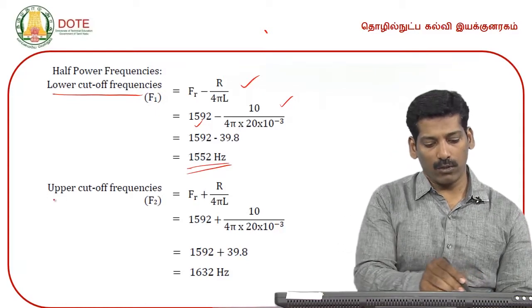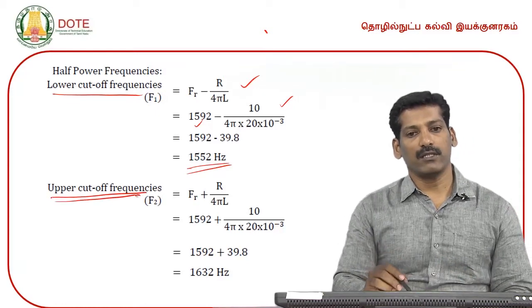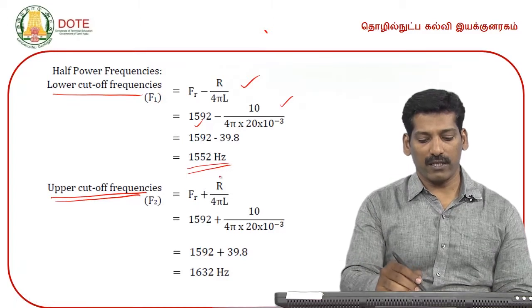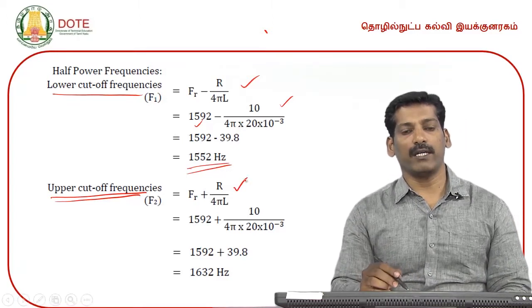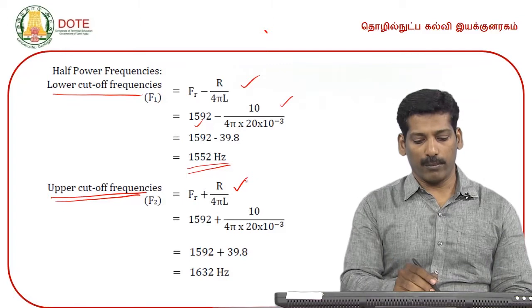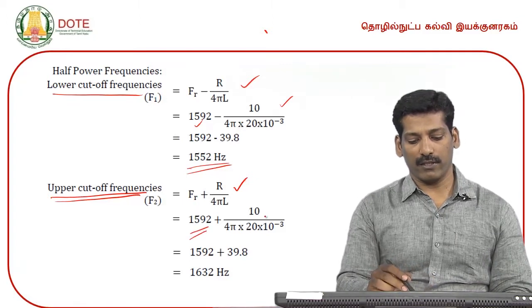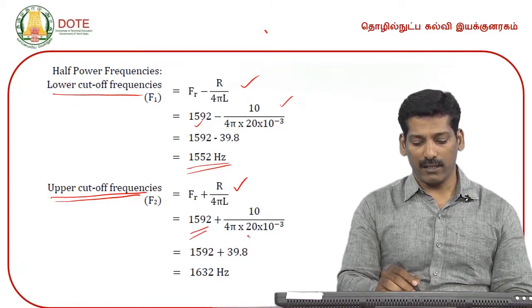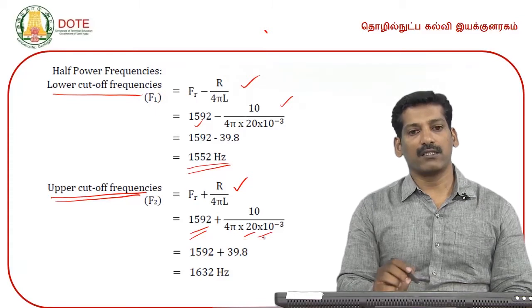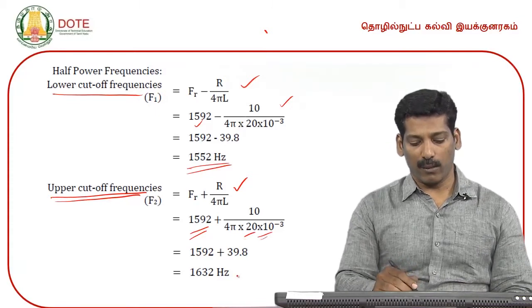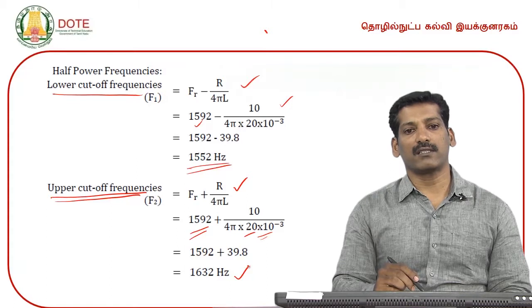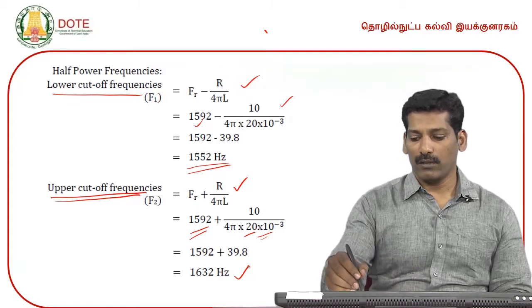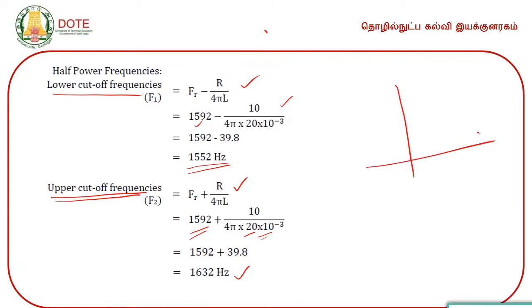Then how to find out the upper cutoff frequency? So, upper cutoff frequency is Fr plus R by 4 pi L. So, applying the values of resonance frequency and the resistance and inductance values, we get the upper cutoff frequency as 1632.